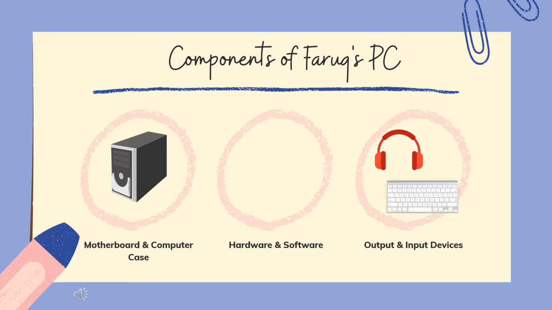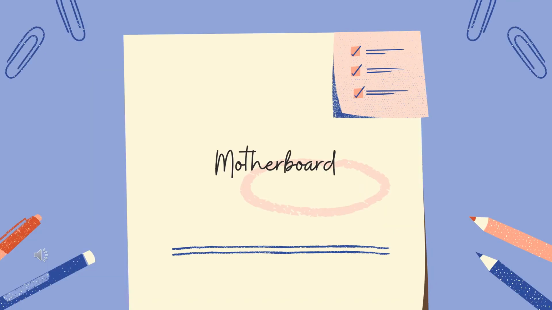Before we go any further, PC consists of three main components, which is motherboard and computer case, hardware and software, and output and input devices. Motherboard. The motherboard is the backbone that ties the computer's components together at one spot and allows them to talk to each other. Without it, none of the computer pieces such as GPU or hard drive could interact. Total motherboard functionality is necessary for a computer to work well.